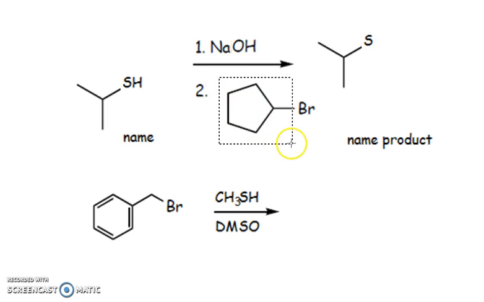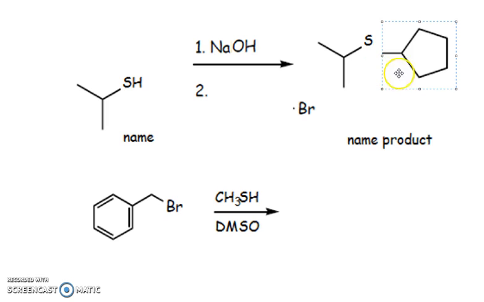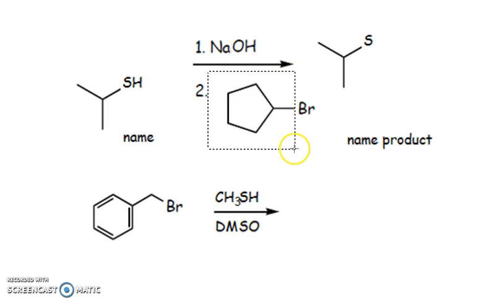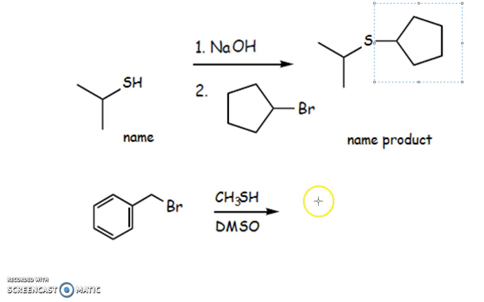It does SN2 on this carbon right here. And so the sulfur ends up being attached where the bromine was. Let's try that again. And flip this and put it right there. And that ends up being your product.